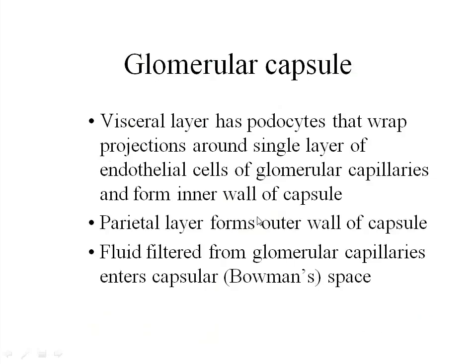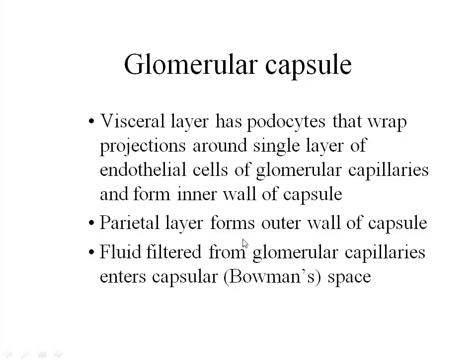Now we'll have a look at this certain textual point here about the glomerulus capsules. So the visceral layer has podocytes that wrap projections around a single layer of endothelial cells of glomerular capillaries and form the inner wall of the capsule. Now this podocyte is one important point in a glomerulus. We'll discuss it in detail later on, after some slides.